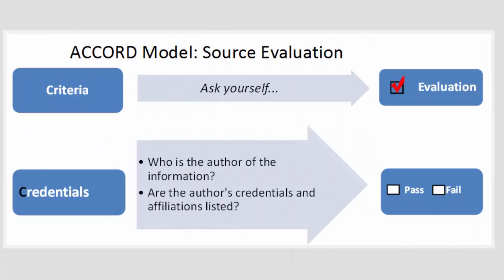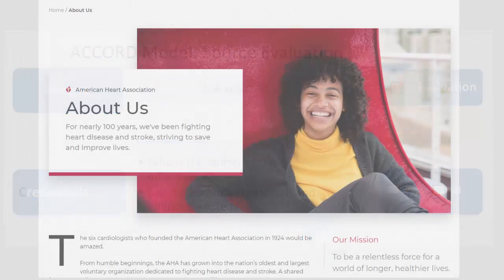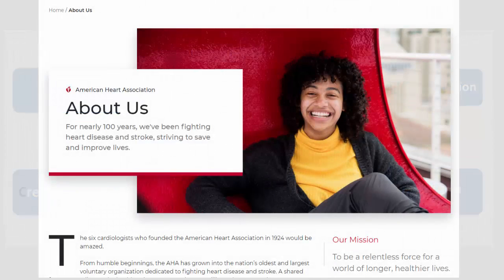The second criterion is the credentials of the author. Ask yourself, who is the author? Are the author's credentials and affiliations listed? Does an organization appear to sponsor your information? You have to think critically, especially in regards to sponsored information. For example, information sponsored by the American Heart Association will be trustworthy because the agenda of that group is clear. They are distributing information for the good of public health.